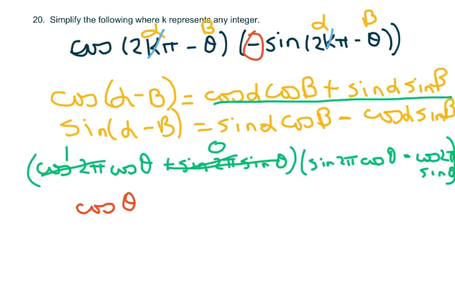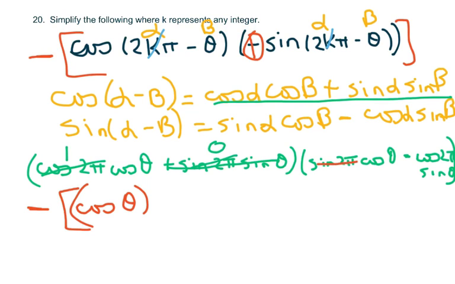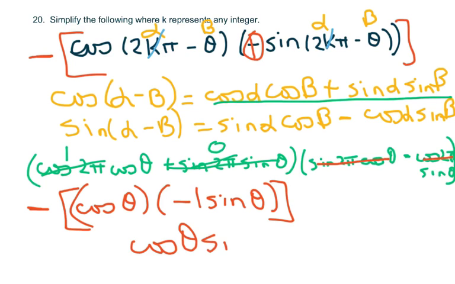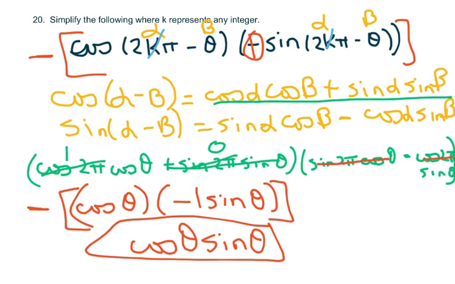Alright, and don't forget this negative. What I'm going to do is take this negative out and put it in front of this whole thing. So I still have this negative out here. Sine of 2 pi is 0, so that's 0 times that. That just knocks that out. And cosine of 2 pi is 1, so you get times negative 1 sine of theta. Two negatives here make a positive, so you're just going to get cosine of theta, sine of theta. And that's your answer. So this was pretty easy if you didn't let this k part bother you.